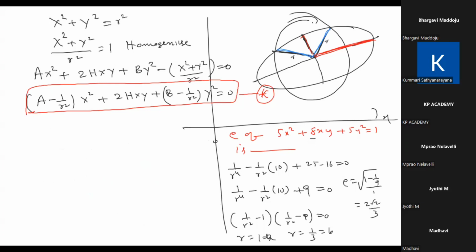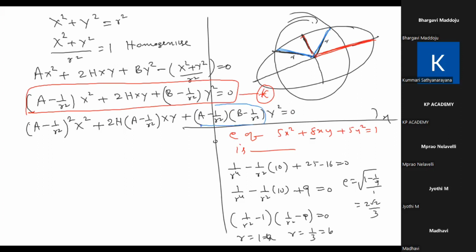So I am multiplying by (a − 1/r²)² into x² plus 2h into (a − 1/r²) into xy plus (a − 1/r²) into (b − 1/r²) into y² equal to 0. But what is this part? This part is h². Because for the coincident case, along with the major axis or minor axis, h² − ab = 0, no? That last step I wrote. So this is h², that is (a − 1/r²)(b − 1/r²), which is capital H².